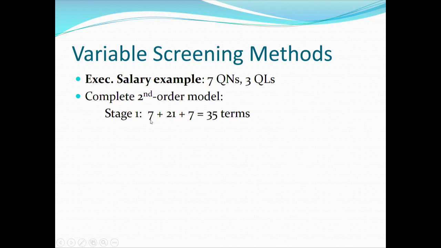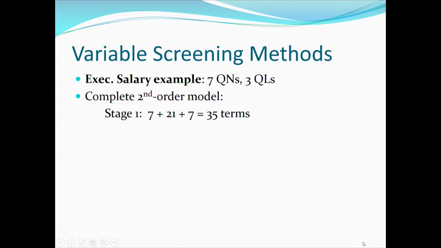The 7 here stands for 7 first order terms, 7 because there's 7 quantitative variables. The second 7 stands for 7 squared terms because there's 7 quantitative variables. The 21 represents 21 interaction terms. If you count them up, you actually get 21: x1, x2, x1, x3, x1, x4, and so on. Add those up, you get 35 terms. And that's just the start.